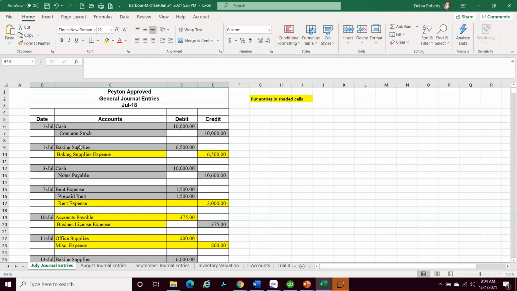When we look at the transactions, particularly July 1, where it says baking supplies, you are purchasing supplies. That means that something you're buying is going to be yours. It's an asset of yours. So you recorded a debit to supplies, which is good. The problem I see, highlighted here, is that you're recording a credit to the expense.